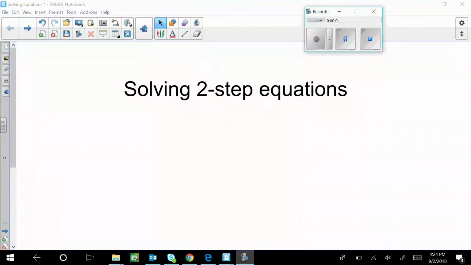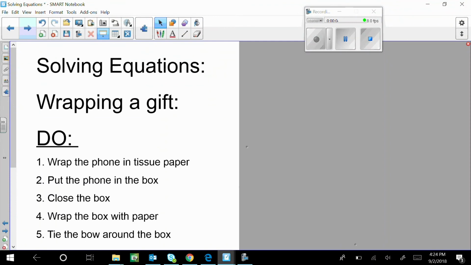Going to do two-step equations. So when I'm doing two-step equations or solving any equations, I can think of it as I'm wrapping a box and unwrapping a box, the do and undo method.